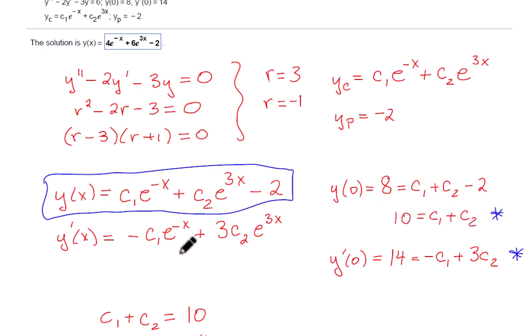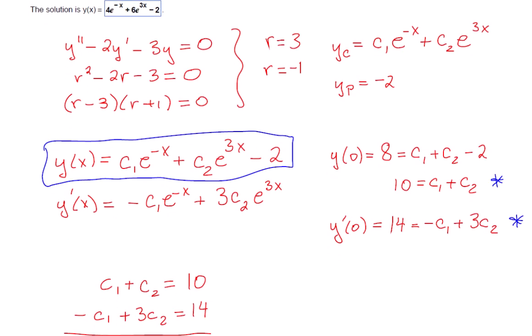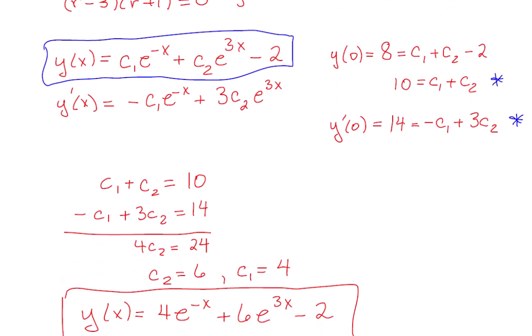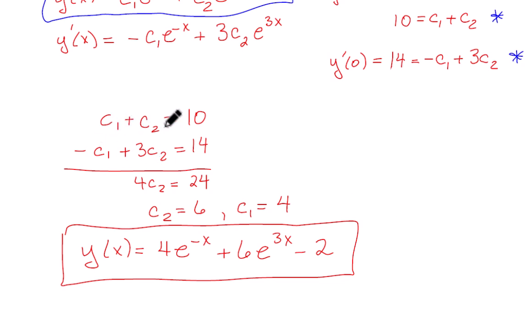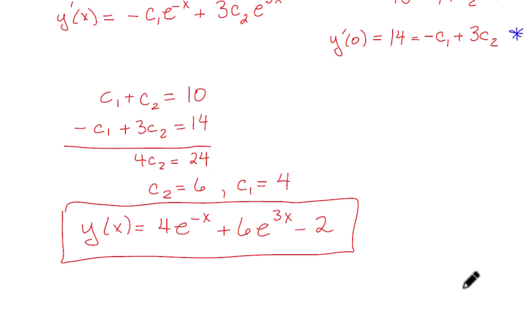If I use y prime at 0 is 14, I get my other equation in C1 and C2. And so I've got two equations and two unknowns. It's nice, these add up directly, and I can get 4C2 is 24, and I get C2 is 6. Well, if C2 is 6, 6 plus 4 would be 10, and I get my general solution here.